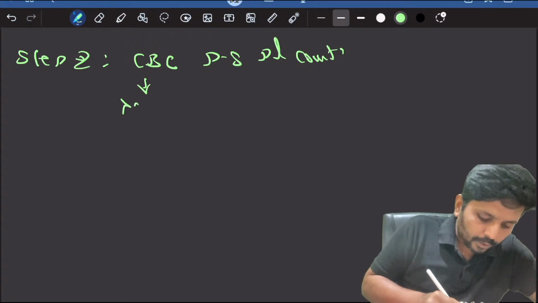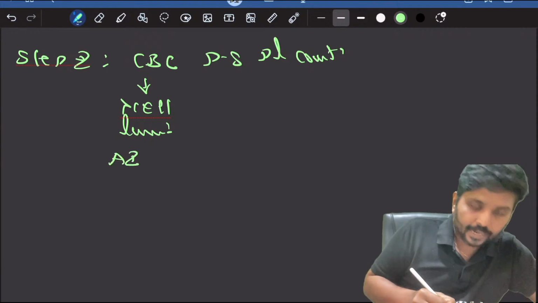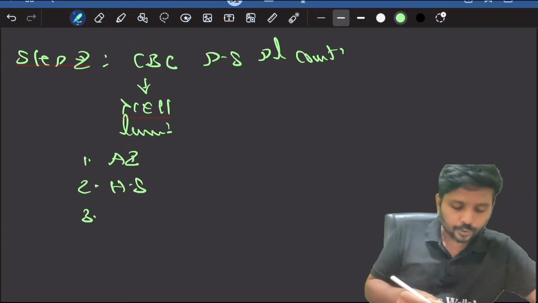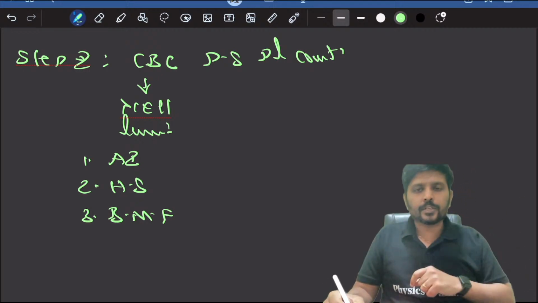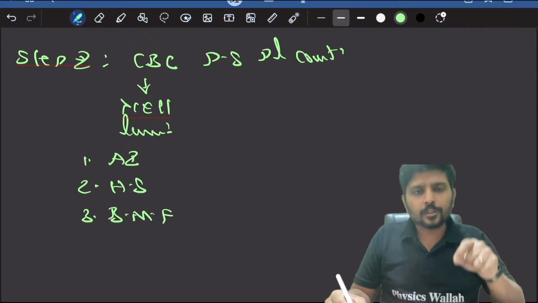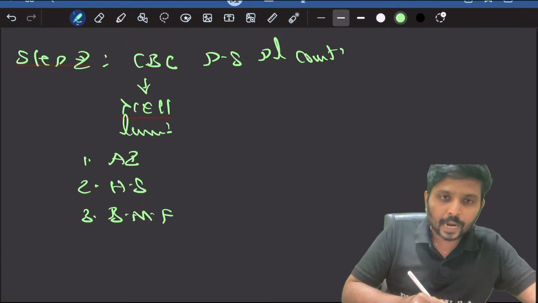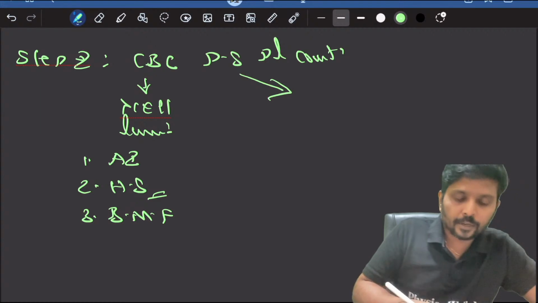In CBC, if more than one cell line is affected, it can be due to an autoimmune mechanism, or hypersplenism, or bone marrow infiltration or failure. Remember, only platelet should be affected. If apart from platelet, hemoglobin and total count are also affected, think about autoimmunity, think about bone marrow failure syndrome, and think about hypersplenism. Why peripheral smear for platelet count?